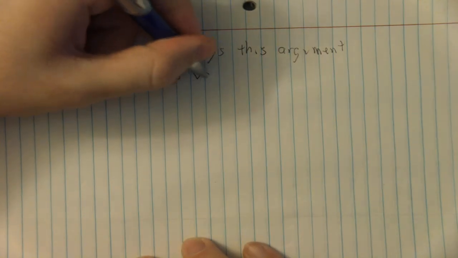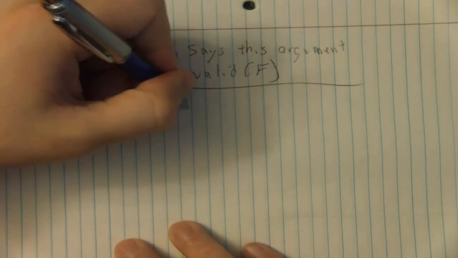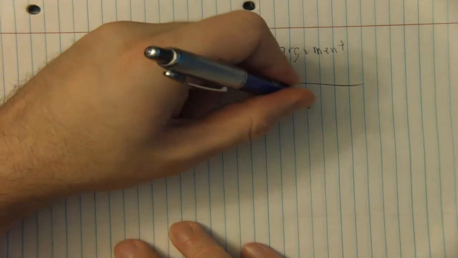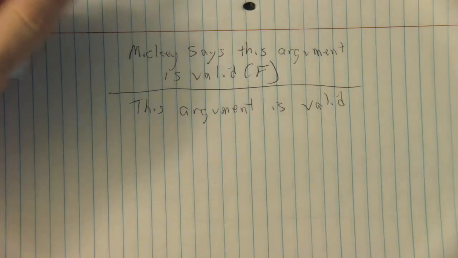How about: Mickey says this argument is valid. That's false. Therefore, this argument is valid. All right.